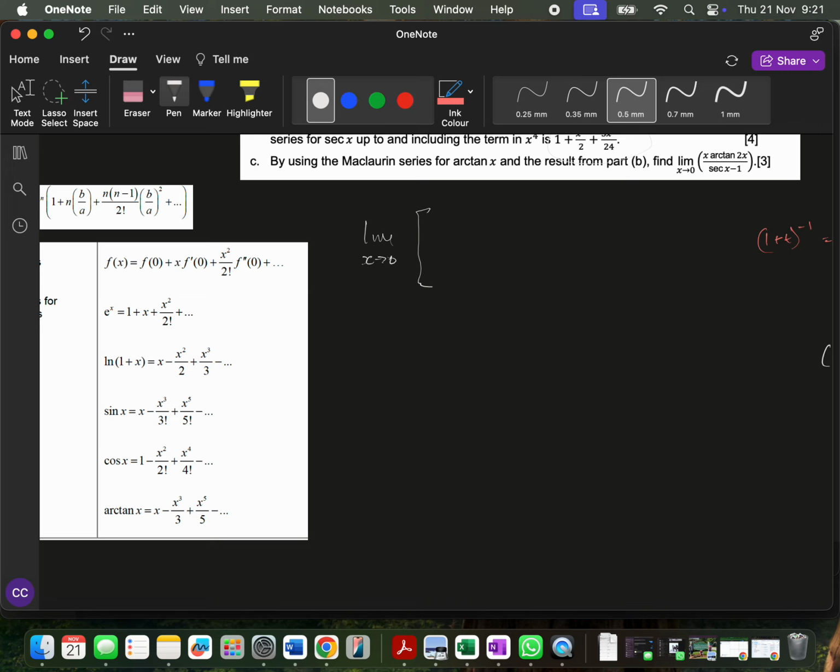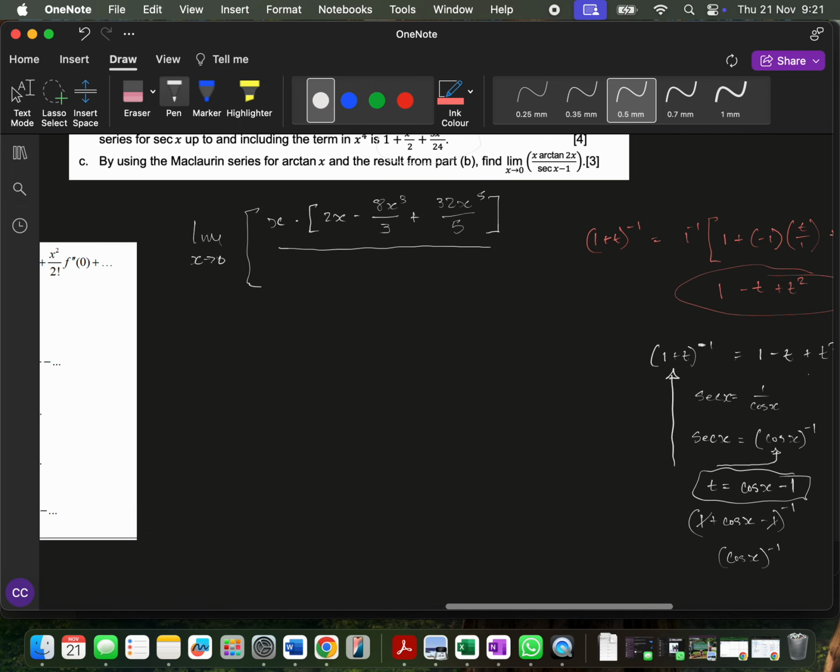I've got the arctangent of x formula, so it's going to be x times, arctangent of 2x would be 2x minus 8x cubed over 3 plus 2 to the 5th power is going to be 32, 32x to the 5th over 5. And then divided by secant x minus 1.